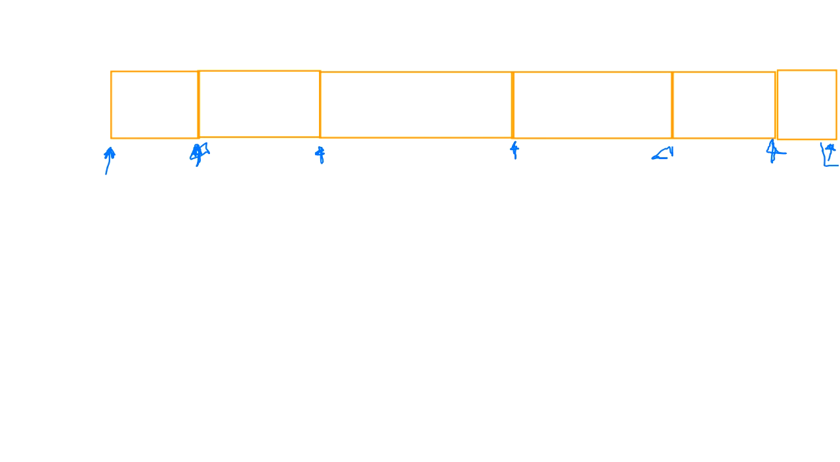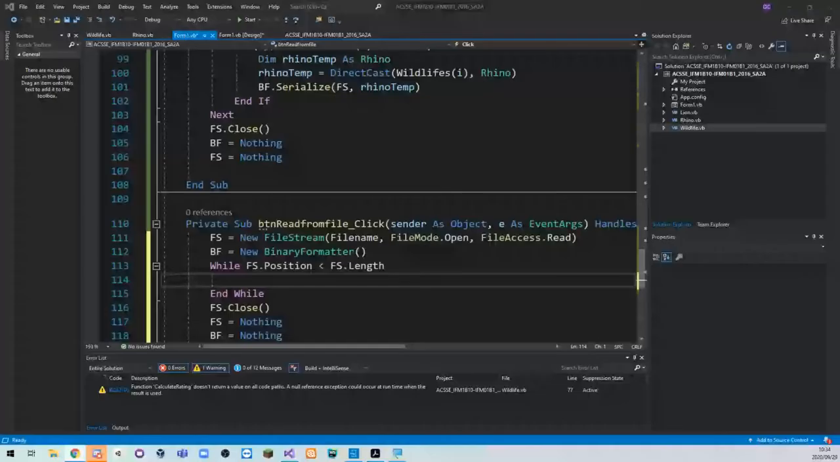I'll explain what deserializing does now. But does everyone understand the file position and the file length now? The file length is the absolute length of the file. Not the number of objects, just the length of the file. File position is where it is in the file.